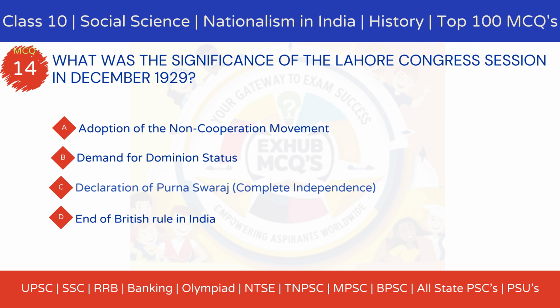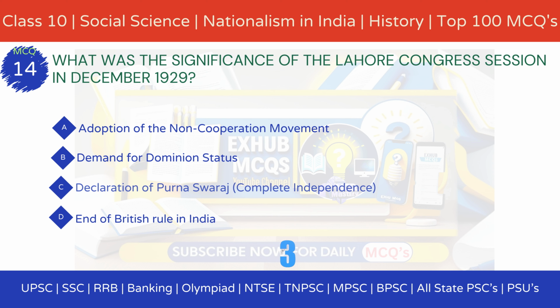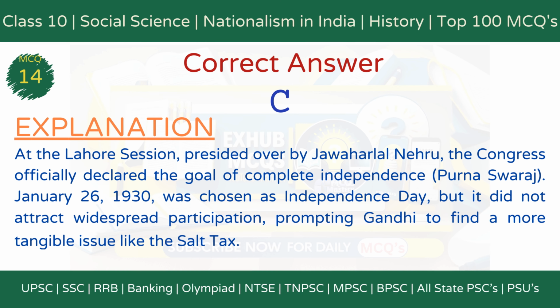Option B, demand for dominion status. Option C, declaration of Purna Swaraj, complete independence. Option D, end of British rule in India. The correct answer is option C, declaration of Purna Swaraj, complete independence.